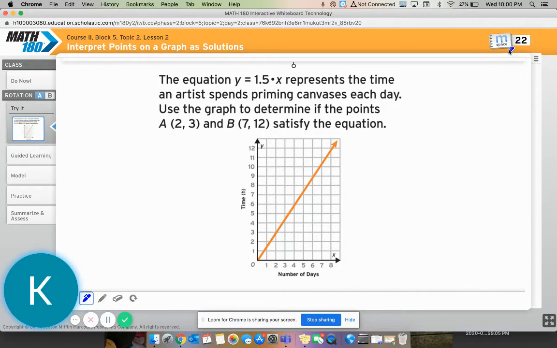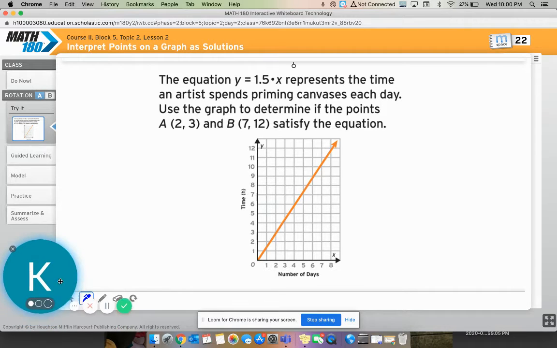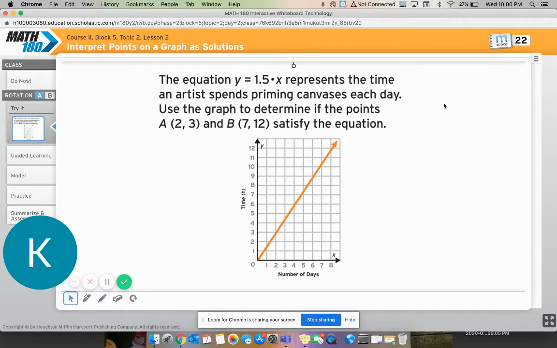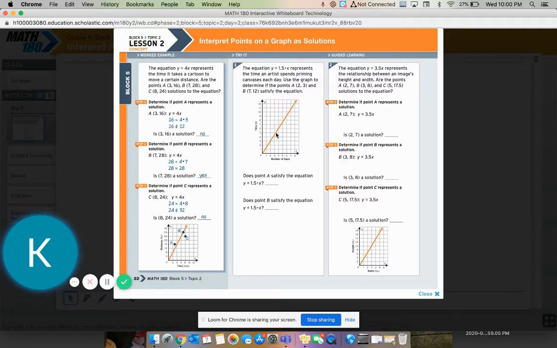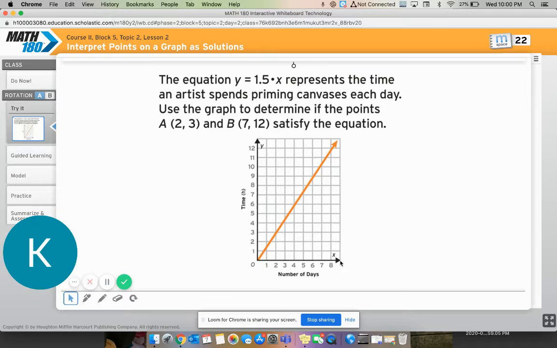All right, now we are on page 22. On page 22, let me move this out of the way over here. On page 22, remember we start in the center column and then we move to the right-hand side. We have the equation y equals 1.5 times x represents the time an artist spends priming canvases each day. Use the graph to determine if the points A, (2, 3), and B, (7, 12) satisfy the equation.